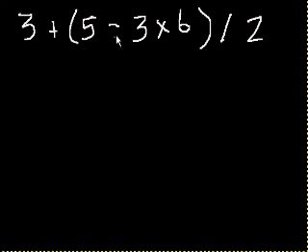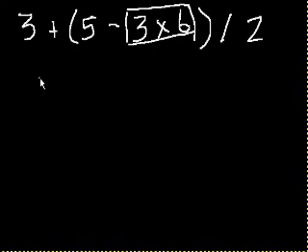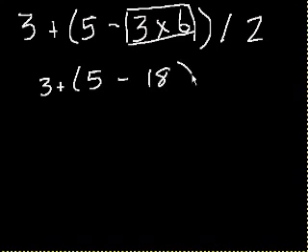So let's tackle the parentheses. So we tackled this part first. But now even within the parentheses, I'm not sure what I do first. I could do subtraction first. I could do multiplication first. And if you remember what I just wrote, we would do the multiplication first. So this is what we will tackle first, the 3 times 6. And 3 times 6 is obviously 18. So then the expression becomes 3 plus 5 minus 18, right?